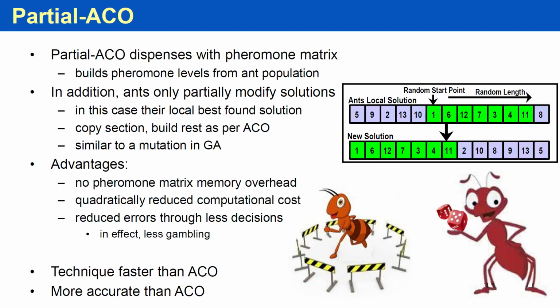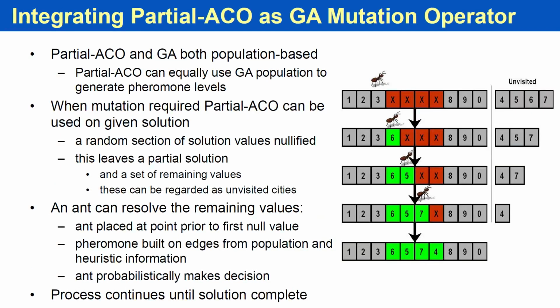So we can embed this into a GA using the GA population to generate the pheromone levels. You can just use it rather than an ant population, just as easily. And when mutation is required, a random section of a solution can be nullified, leaving a partial solution to be rebuilt. As we can see on the right with the red X's, that's the bit that's been nullified, and the unvisited cities are on the far right, 4, 5, 6, and 7.